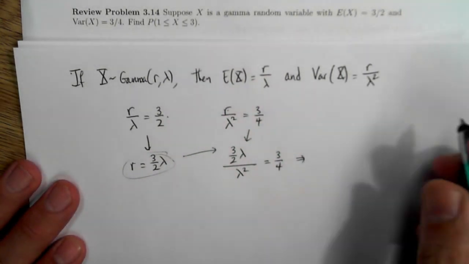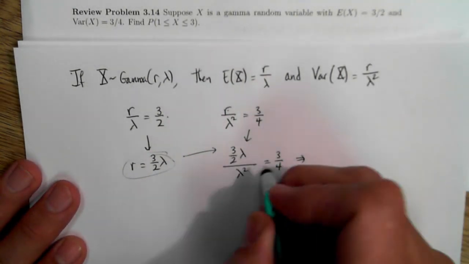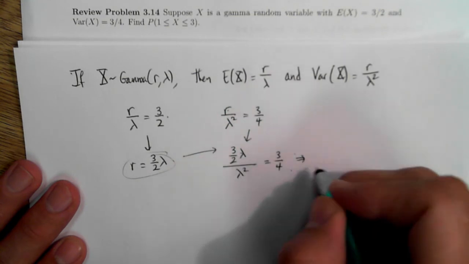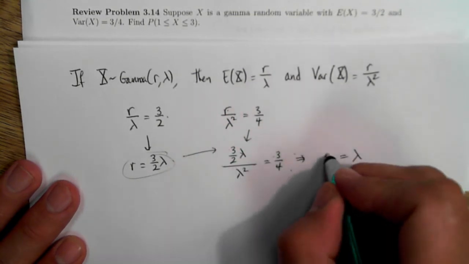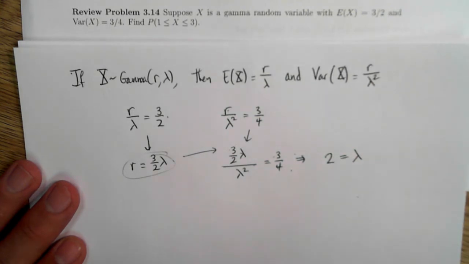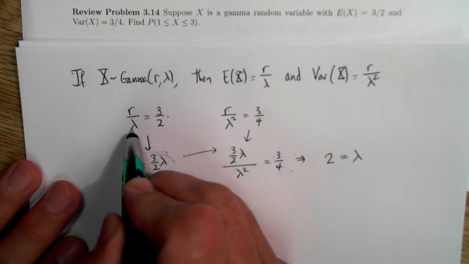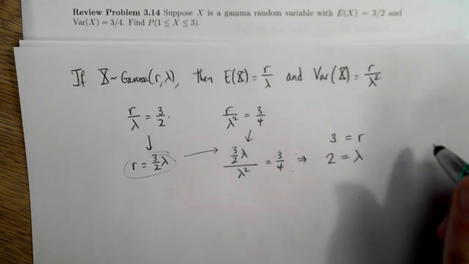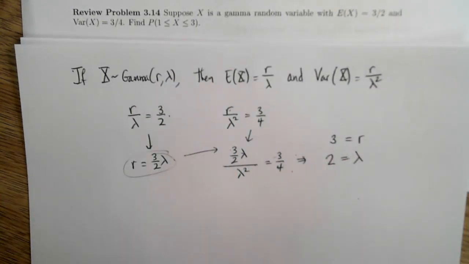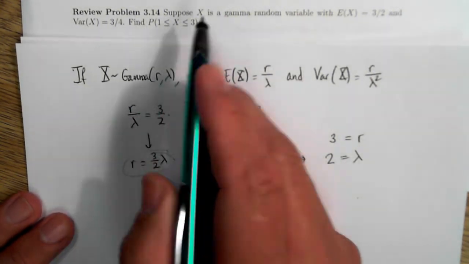And so what do we get? If I bring lambda squared over lambda on this side, that's lambda. Then if I multiply by 4/3, I get that lambda is equal to 2. And then if lambda is equal to 2, then clearly r is equal to 3. Okay, so there's the r and the lambda for my distribution. Now I need to find a probability.